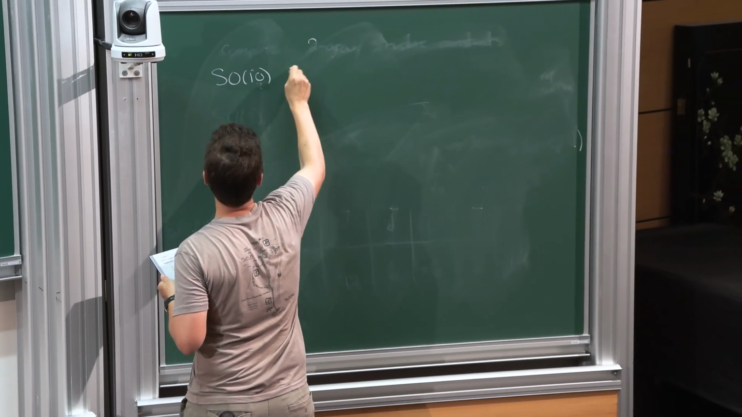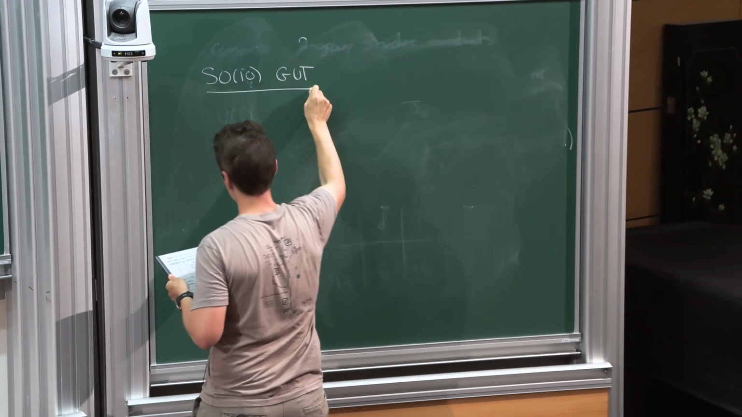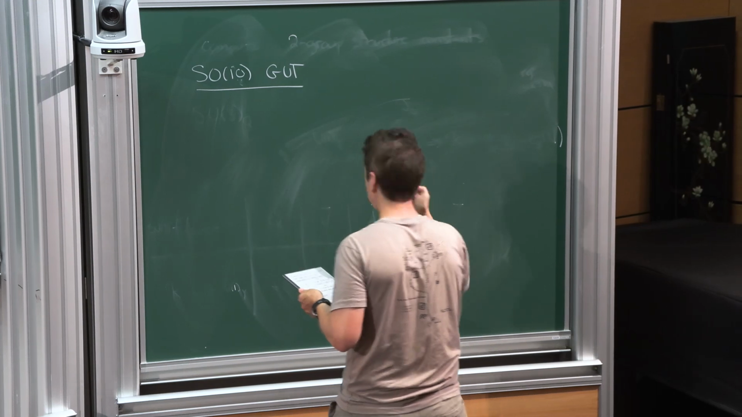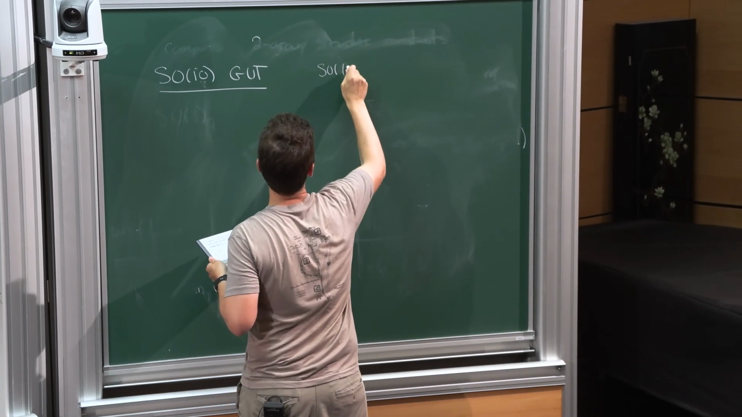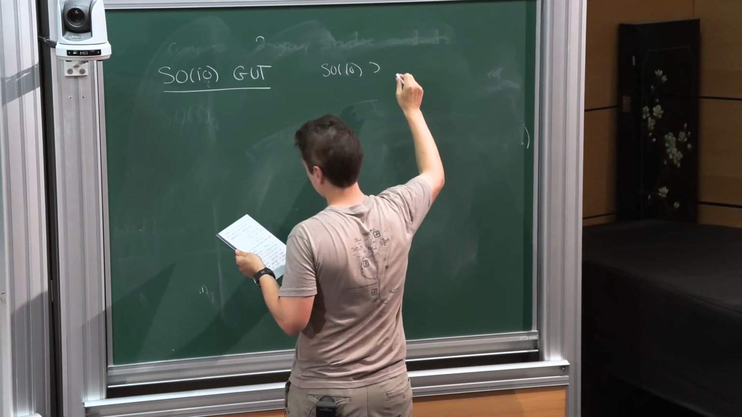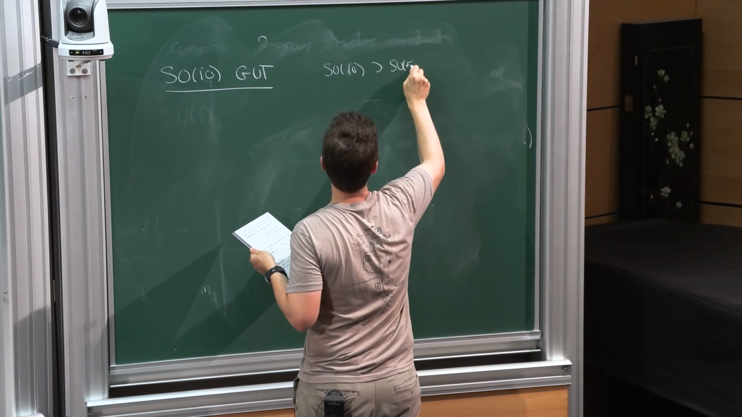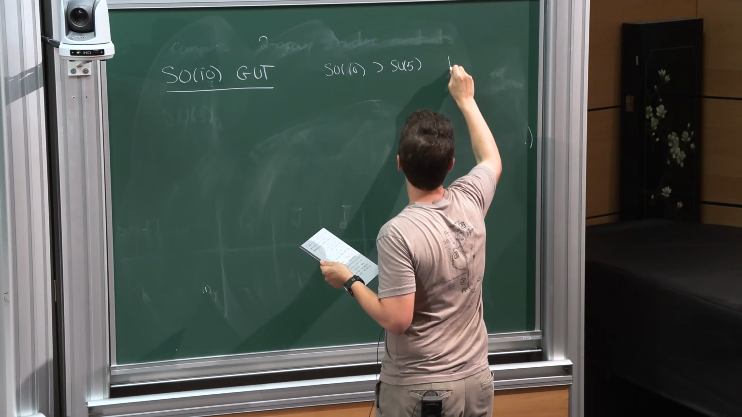Okay, SO10. I'm going to do a couple more GUTs, a couple more famous ones. SO10 contains SU5. This is the easiest way to think about the Higgsing.